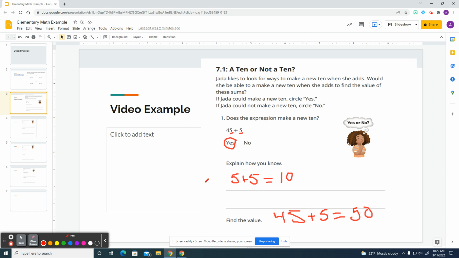a kid might explain it, because how an adult might explain it and how a kid might explain it are two very different things.